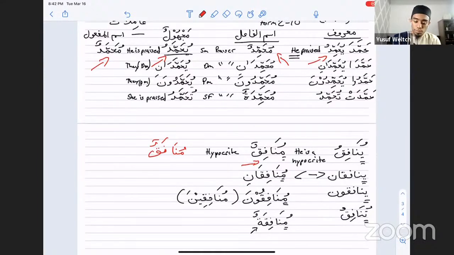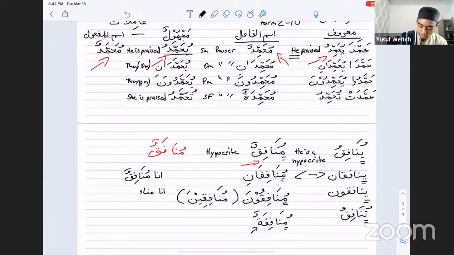I had a quick question. So we studied how it applies to the third person. They can also be applied to the second and first person, right? Yeah, right. So singular masculine could apply to the first person. So I could say أنا منافق, because it's singular masculine. Or if it's a woman talking, she could say أنا منافقة, because that's singular feminine.